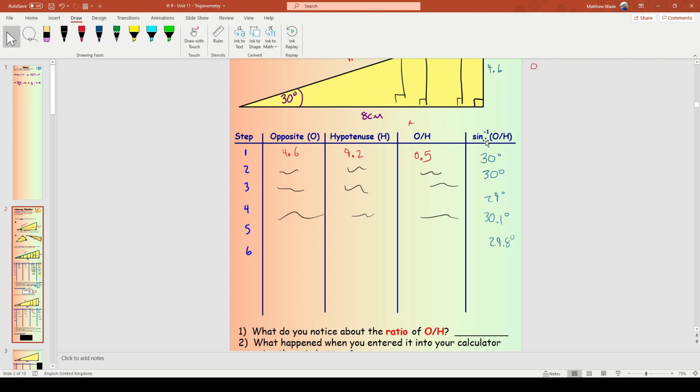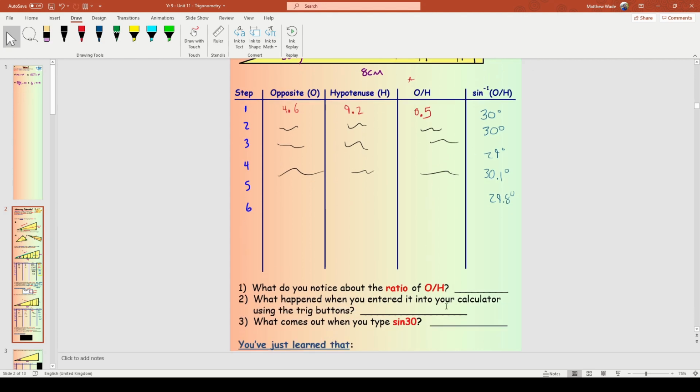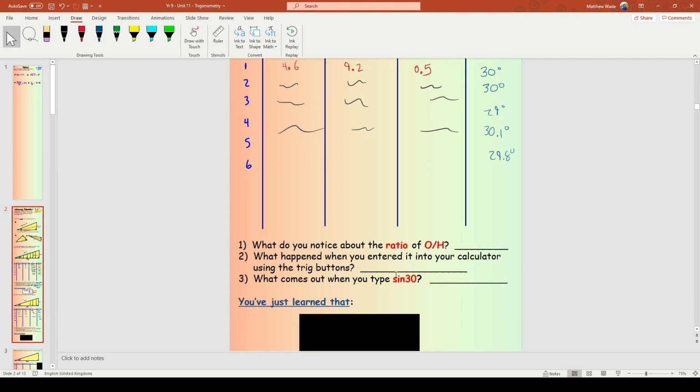Cool. Don't forget to push shift first, because you've got to get the sine inverse in, okay? What do you notice about this? What's the same? The ratio stays the same. What happens when you put it in the calculator with the trig button? It gives 30. What comes out when you type sine of 30? The ratio, which is 0.5 in this case.